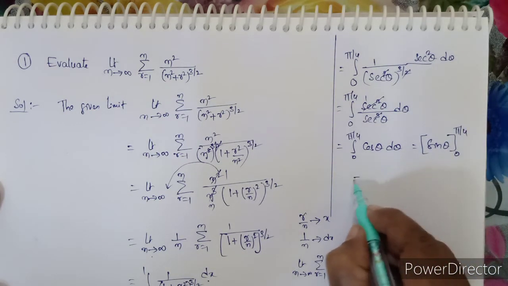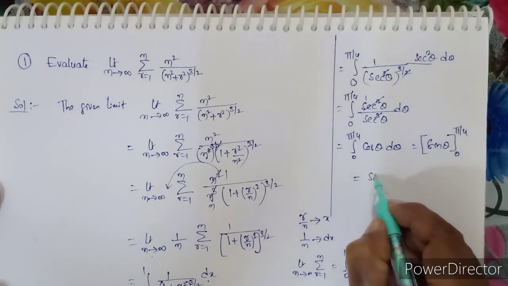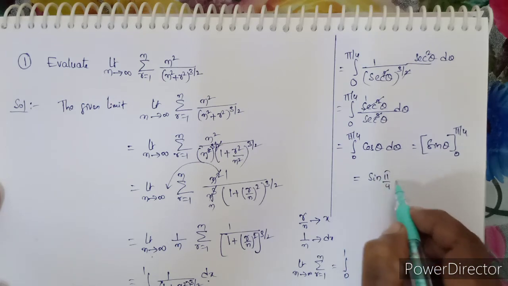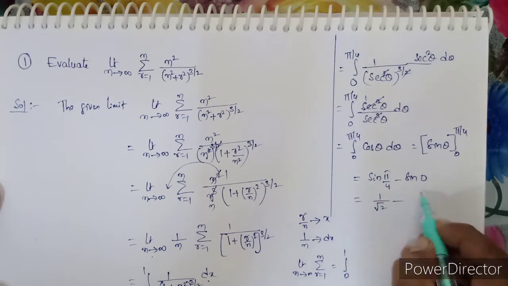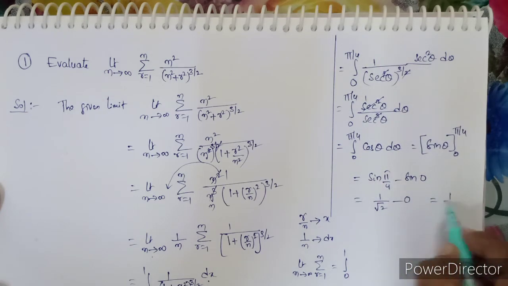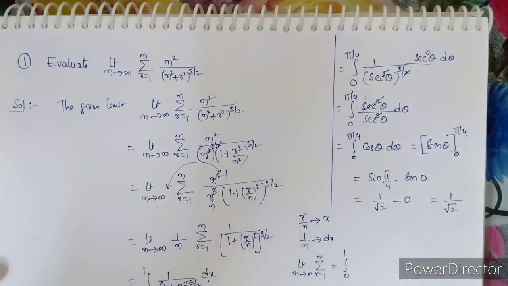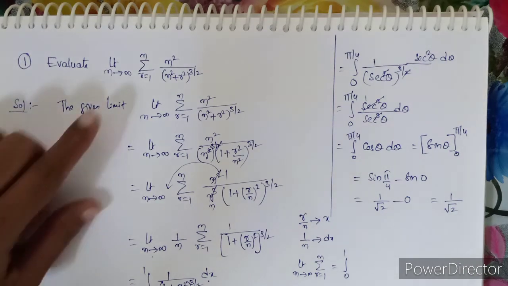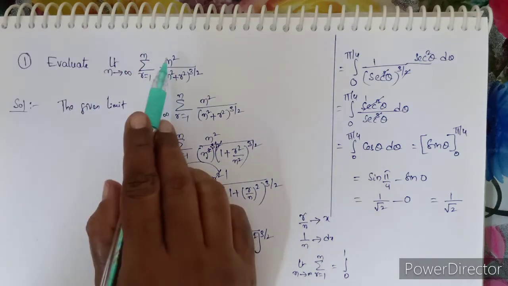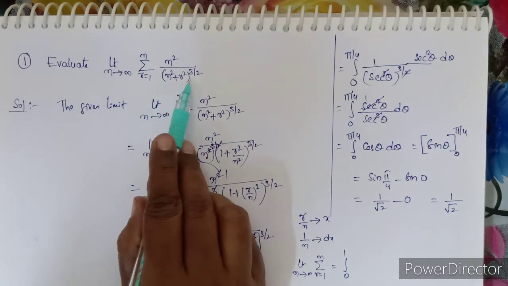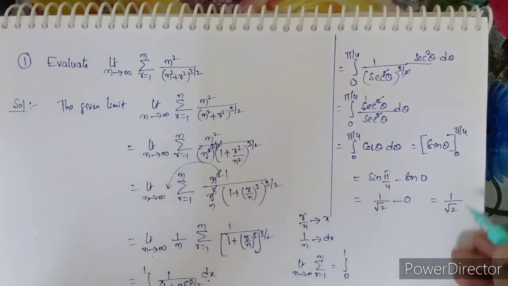Now we have to substitute upper and lower limits. First we substitute by fundamental theorem. We have to substitute the limits. Sin pi by 4 minus sin 0. Sin 45 is 1 by root 2. Sin 0 is 0. Therefore, this is equal to 1 by root 2. So like this we found out limit n tends to infinity, sigma r is equal to 1 to n, n square by (n square plus r square) whole power 3 by 2. The answer is 1 by root 2.